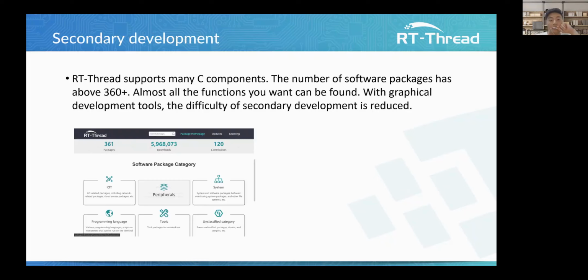Then, secondary development. Outside supports many C companies. The number of software packages is about 360. Almost all the functions you want can be found. With graphical development tools, the difficulty of secondary development is addressed.